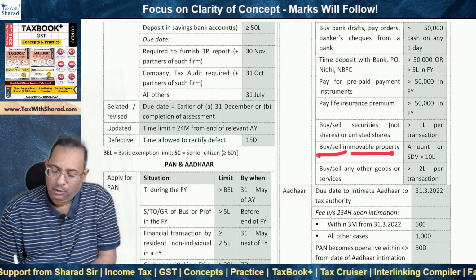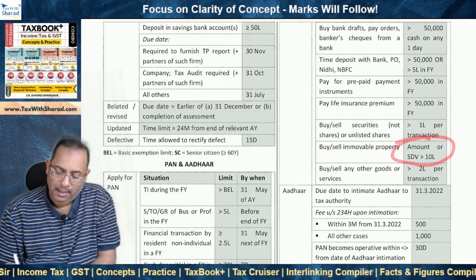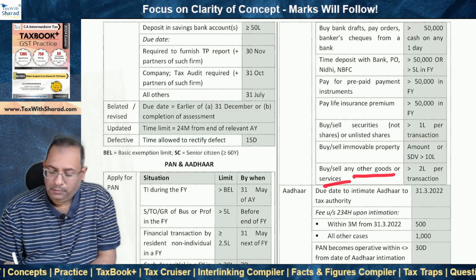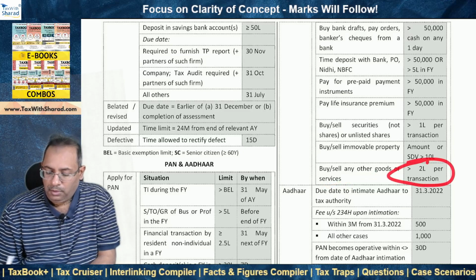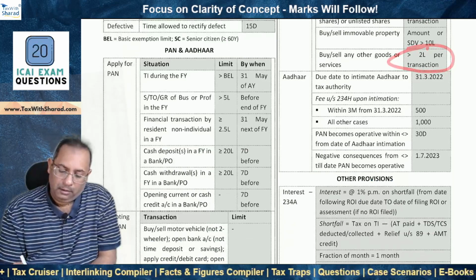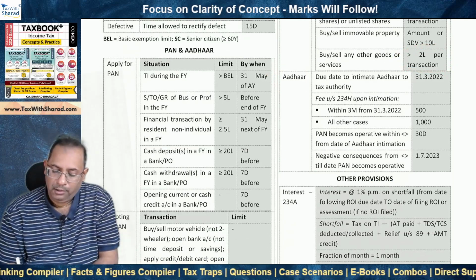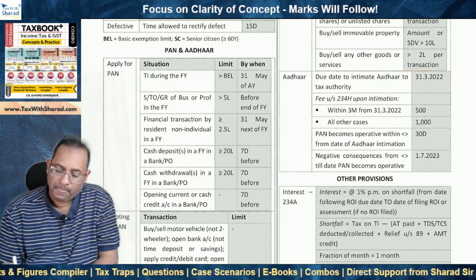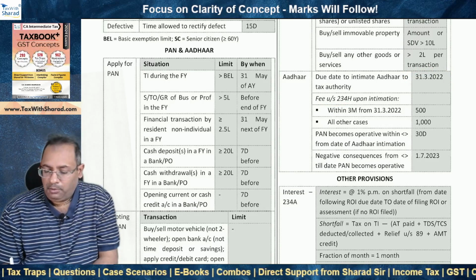If you buy or sell immovable property, you need to quote PAN if the amount or the stamp duty value is more than 10 lakh. If you buy or sell any other goods or services, you need to quote PAN if the amount is more than 2 lakh per transaction. Now, the provisions regarding intimation of Aadhaar to the tax authorities. The due date to intimate Aadhaar to the tax authority was 31st of March 2022. Fees will apply under section 234H upon late intimation.